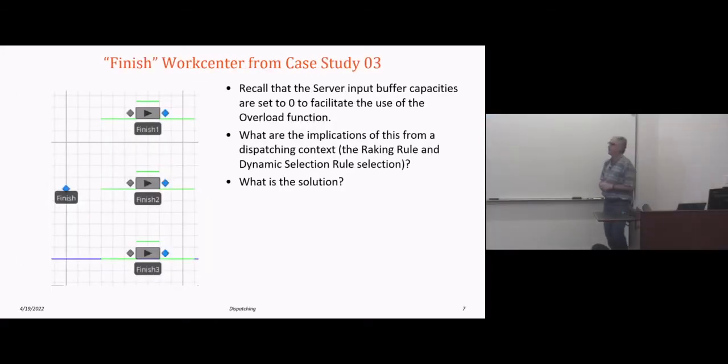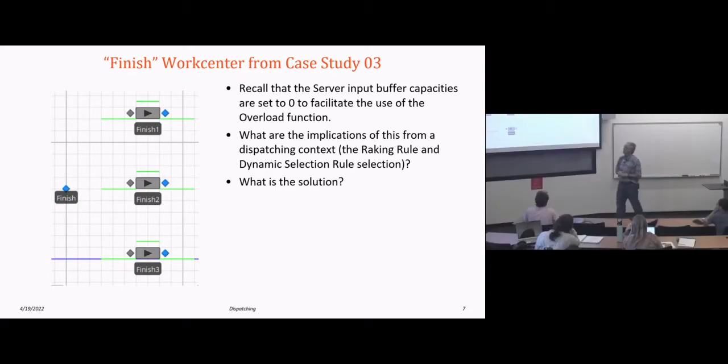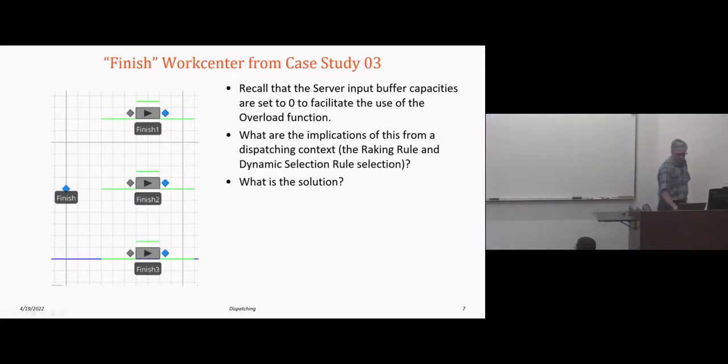We talked about this notion of work centers, and the reason we wanted to talk about it, we said we're interested in dispatching, but here's the configuration that we have at the finished work center. In order to implement this, what I want to have happen is I want entities to come to this transfer node and then be dispatched to the finish station that's available. And in order to get it to go to the one that's going to be available soonest, we set all of these input buffers to 0.